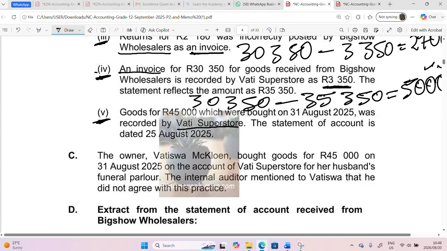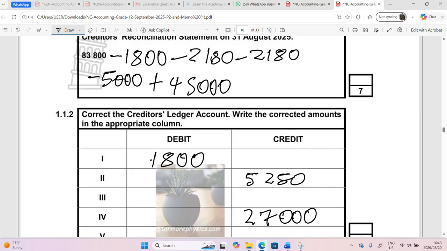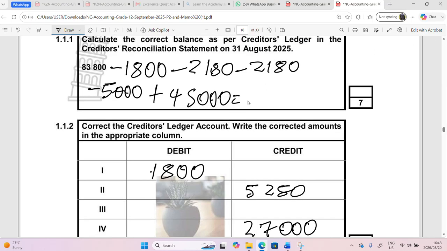So what happened? The statement of account is dated 25 August. So the date there, what do we need to do? We need to go and increase from the supplier side the amount that we owe them. We owe them 45,000 for credit purchases. All right, so you can press your calculator there, and then you should find an amount of 117,640, and then voila, we are done.